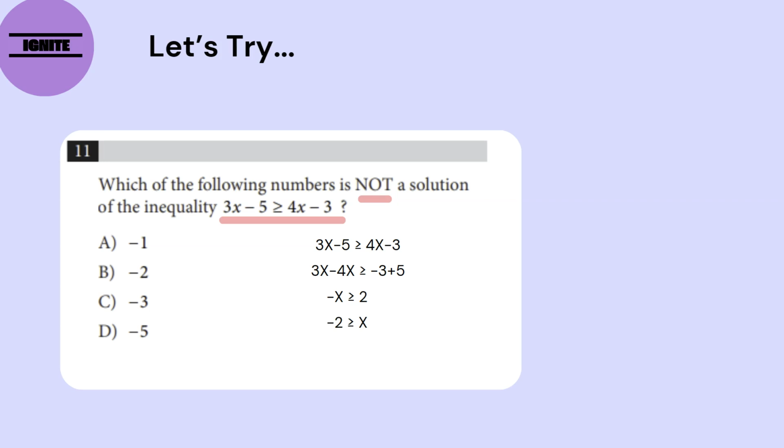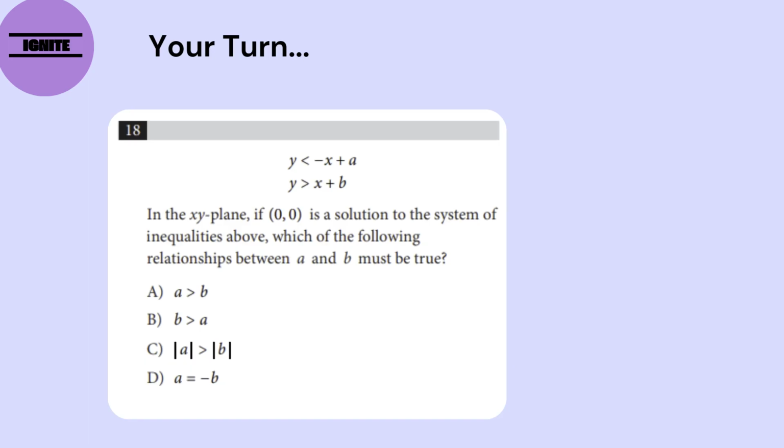So let's determine which answer choices follow this. Well, we have -2, that works. -3 is also less. -5 is also less. So really, we're only left with the answer choice of -1, which in fact is not less than or equal to -2. Now that we've answered one of these interpreting inequalities questions, how about you guys try answering this?